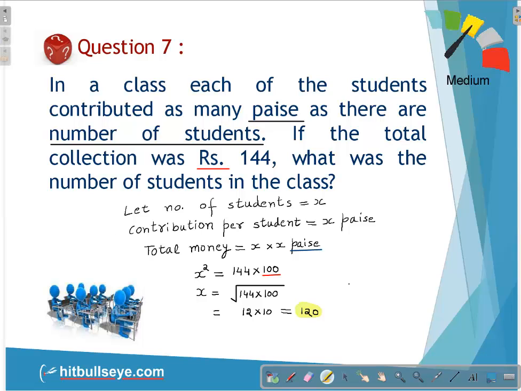Now lastly friends, let us have some practice questions with answer key.